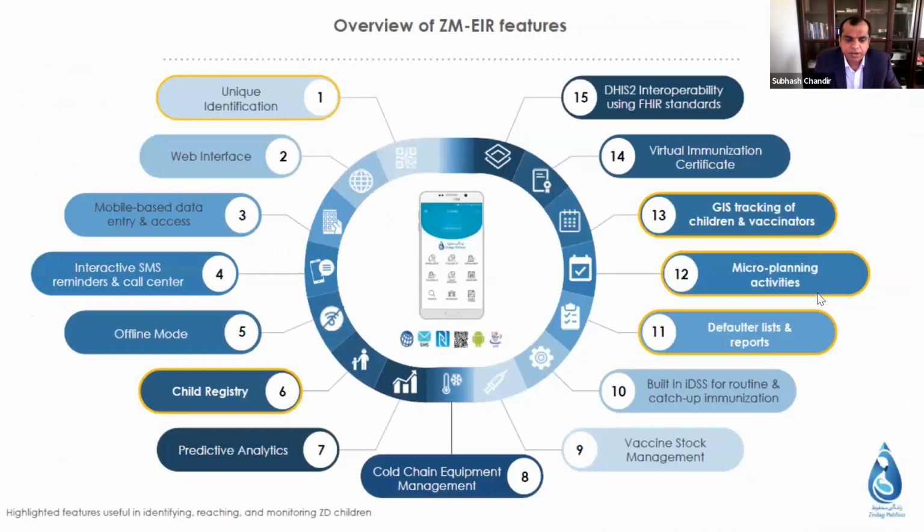This slide gives you a list of brief features in the ZMEIR. It's a very comprehensive EIR that has all the recommended features as per the WHO and past recommendations, and more than that as well. The highlighted features here include unique identification, child registry, GIS tracking of children and vaccinators, micro-planning activities, defaulter lists and reports. And these are primarily the features that are leveraged to track and immunize zero-dose children. Next slide, please.